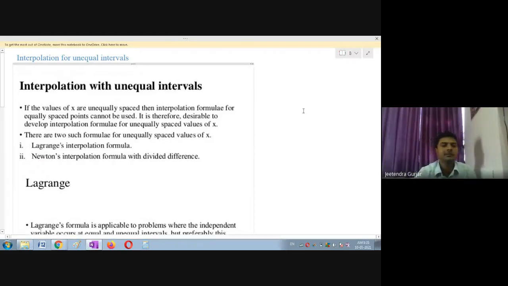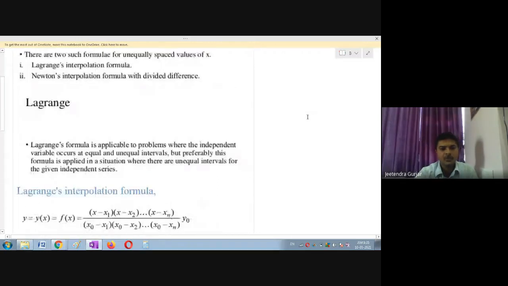So here we can see Lagrange's formula is applicable to problems where the independent variable occurs at equal as well as unequal intervals. Yes, very well, students. This is a very good application we have, but preferably this formula is applied in a situation where there are unequal intervals for the given independent series. When the interval is equal, students, you can see this will be a lengthy way of solving Lagrange's interpolation, right? So for unequal intervals, this is very well, because all intervals we are going to consider. For equal intervals also we can consider, but that will be a lengthy process.